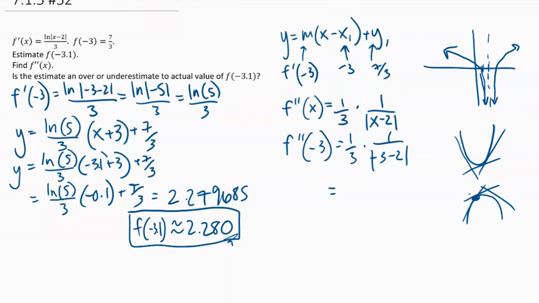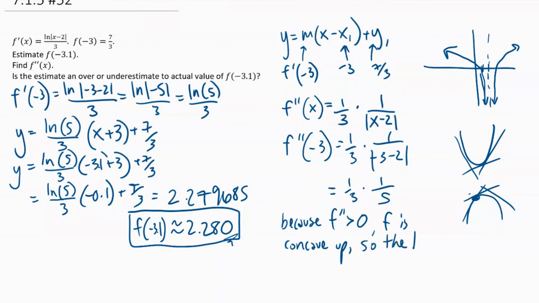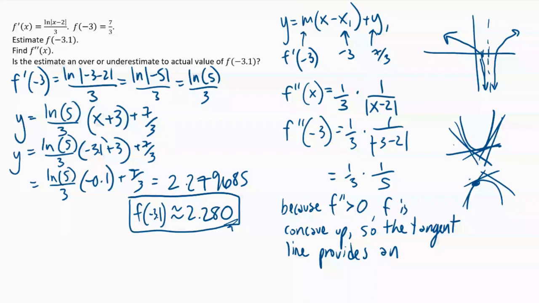We're using x equals -3 to consider the value at -3.1. So that is going to be 1/3 times 1 over 5. Okay, I don't care what that actual number is. All I care about is whether it is positive or negative. And it is a positive number. So I would say because f double prime is greater than 0, f is concave up. So the tangent line provides an underestimate, and again, just graph a concave up function. You don't actually need to know what the function looks like. You just need to know that this function is concave up at -3, so the tangent line provides an underestimate.